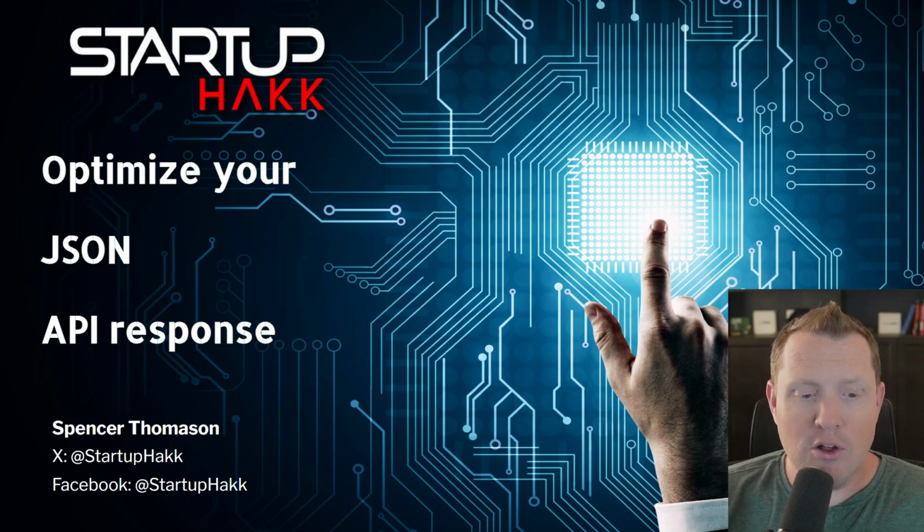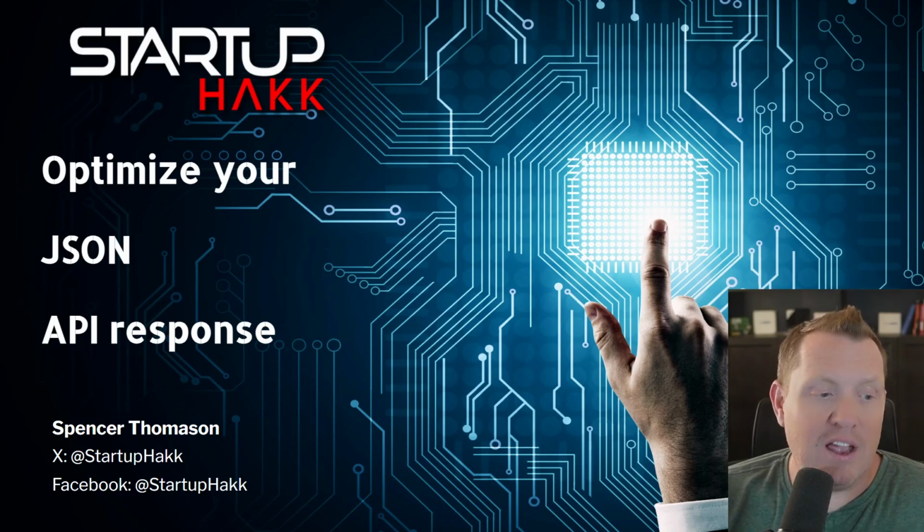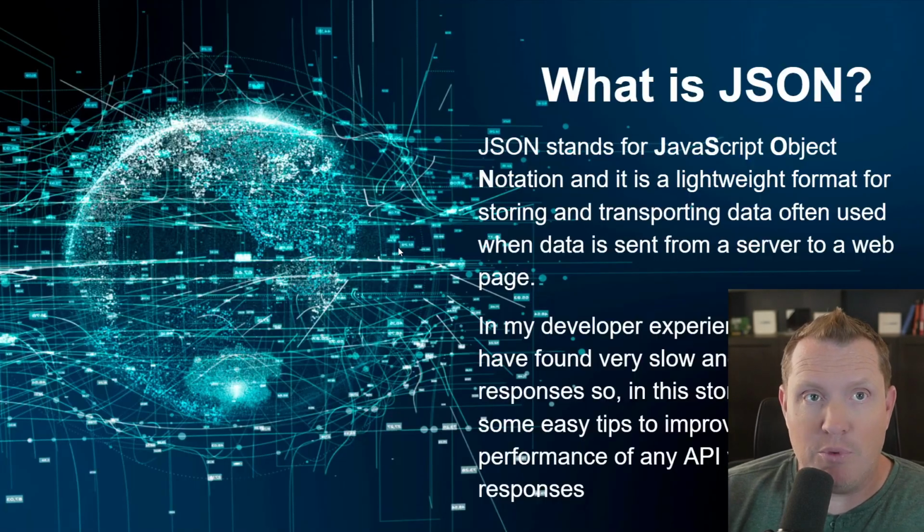All right, we're going to go through some JSON optimization tips. Now, JSON, as you all know, stands for JavaScript Object Notation, and it's a lightweight format for storing and transporting data, often used when data is sent from a server to a web page. So, in my experience, I've found that oftentimes these API responses are very slow. So, optimizing these is a huge way to speed up your application.